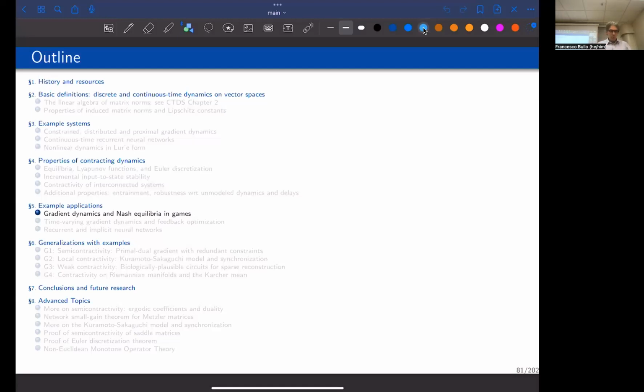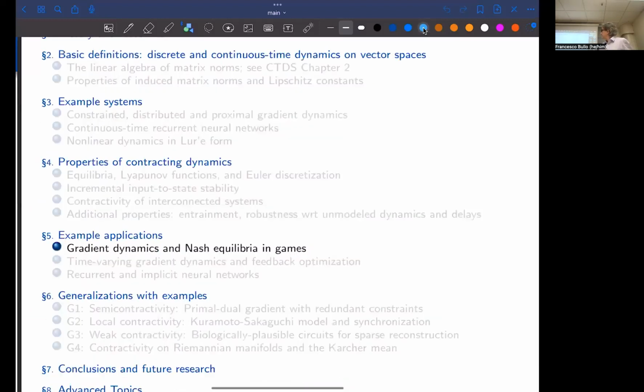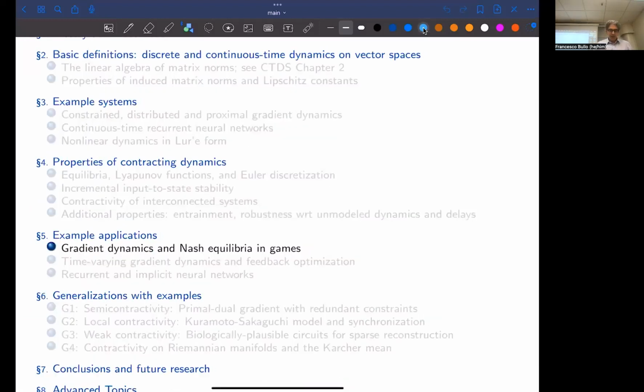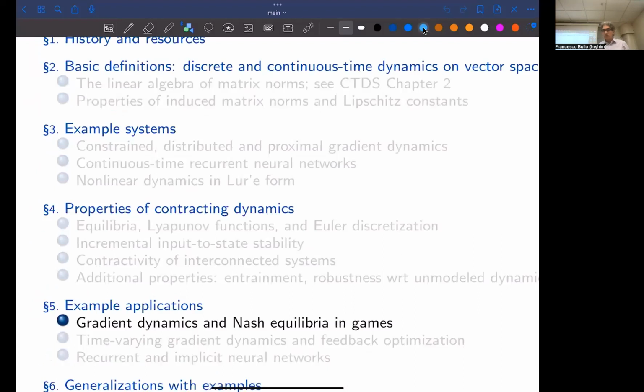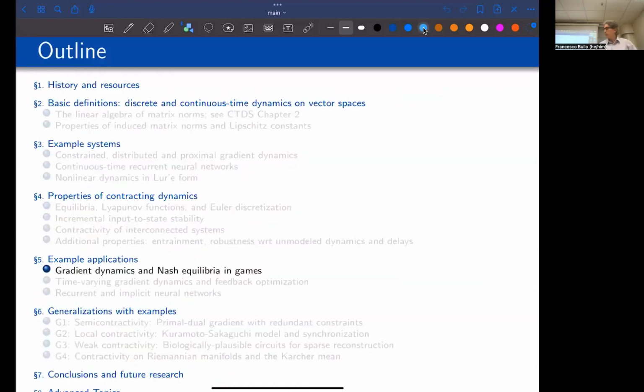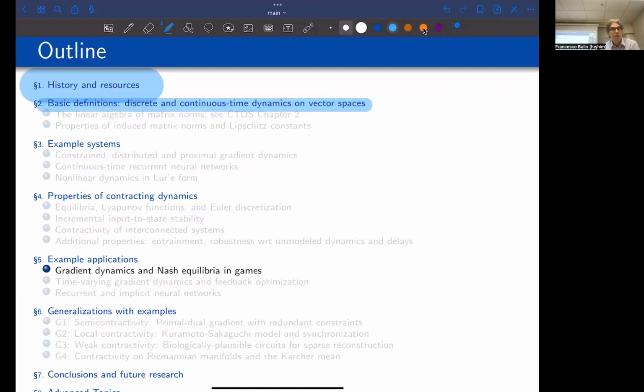Allow me to remind you where we are. You really cannot see the gray items on my screen, unfortunately, here in the room, but the point is that we have studied the history and resources. We have studied the basic definitions in discrete and continuous time for vector spaces. We've seen various examples, and we've seen various gradient flows. We've seen some neural networks. We've seen the Lur'e model. And then we've studied all the properties of contracting dynamics.